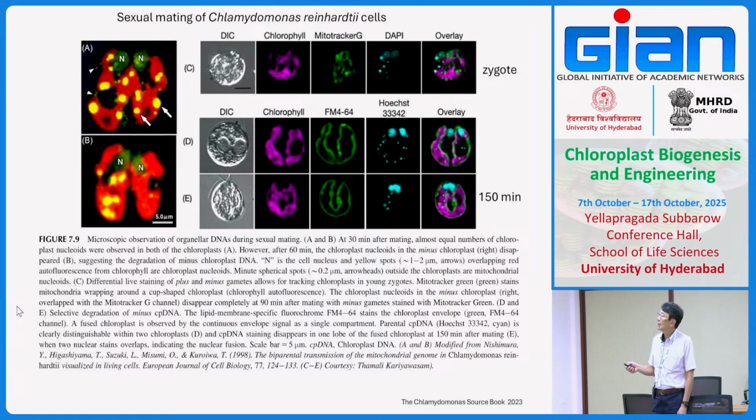I talked yesterday about sexual mating. There are two mating types, plus and minus. If you cross mating type plus and mating type minus, chloroplast DNA is inherited from the mating type plus cells, although the mitochondrial DNA is inherited from mating type minus. So that's what we discussed.